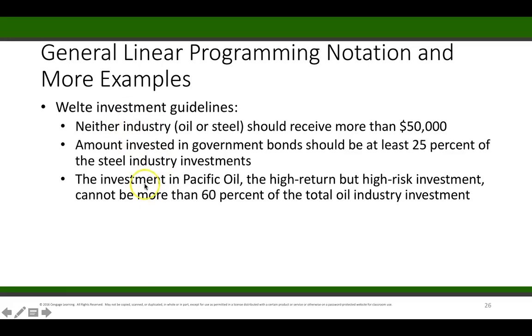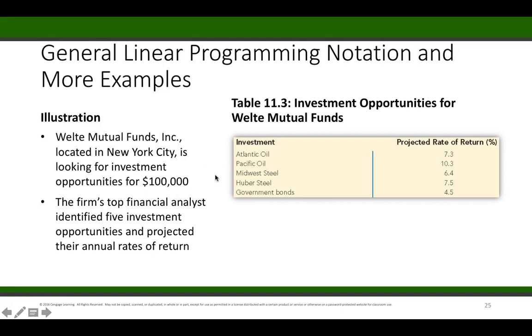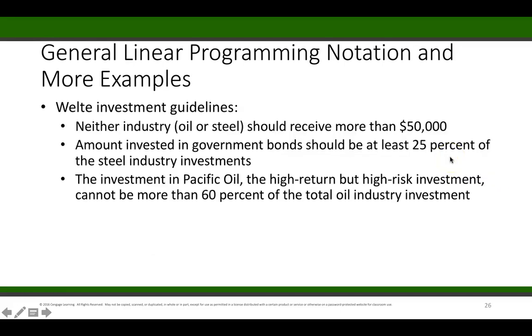Right. And these are some of the guidelines that Wealth Investment has, which is that neither industry, oil or steel, should receive more than $50,000. The amount invested in government bonds should be at least 25% of the steel industry investments. Keep that in mind. Investment in Pacific Oil, the high return but high risk investment, cannot be more than 60% of the total oil industry investment. Basically, you're saying that Pacific Oil, which gives us a lot of return, a 10.3% rate of return, but obviously high risk, high return, you cannot have more than 60% of your oil investment go to Pacific Oil.